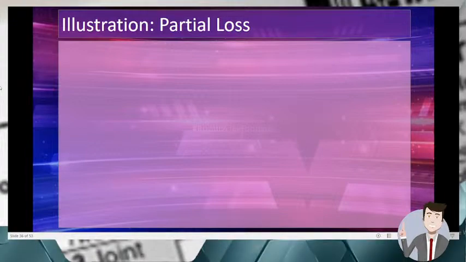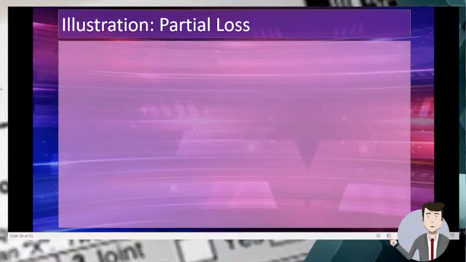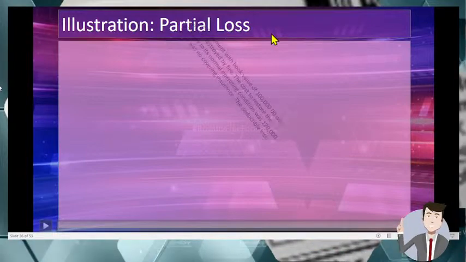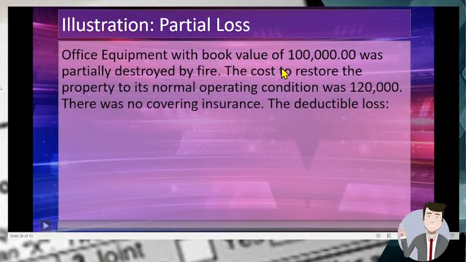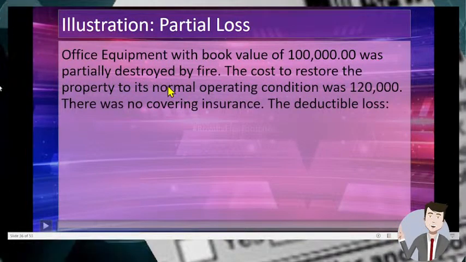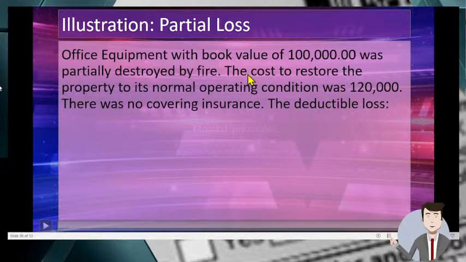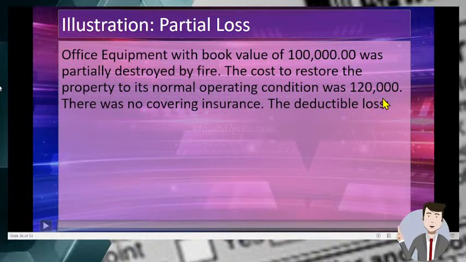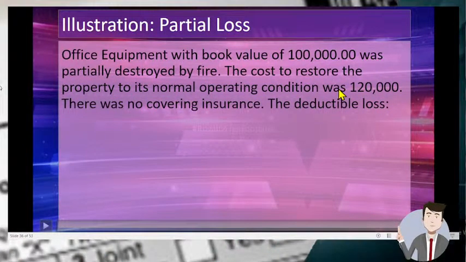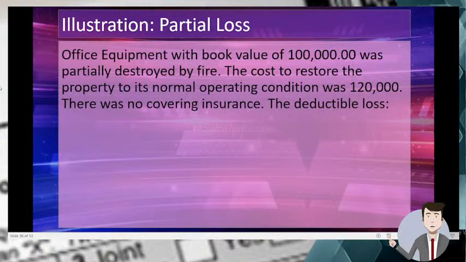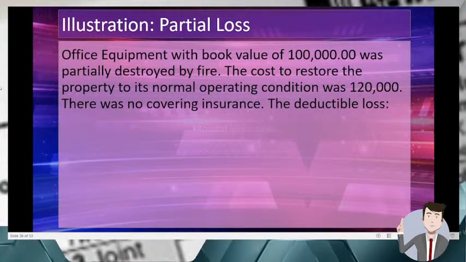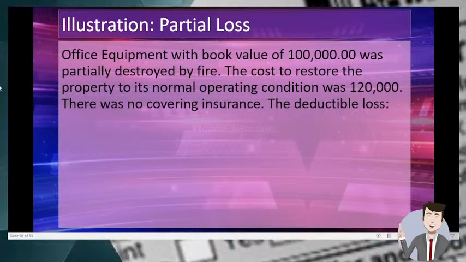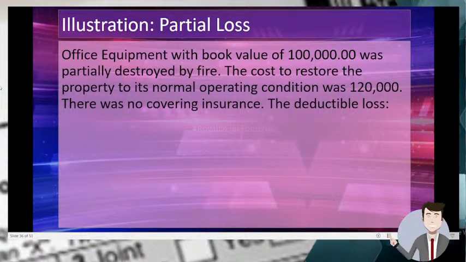So last is the illustration. We will continue our discussion on the next one. I think it needs part 3. Okay, so illustration, partial loss. Office equipment with a book value of 100,000 was partially destroyed by fire. The cost to restore the property to its normal operating condition was 120,000. So the restoration cost is still higher. So in short, guys, the property is beyond repair if we assess based on the figure given. It is economical to buy new equipment instead of repairing.